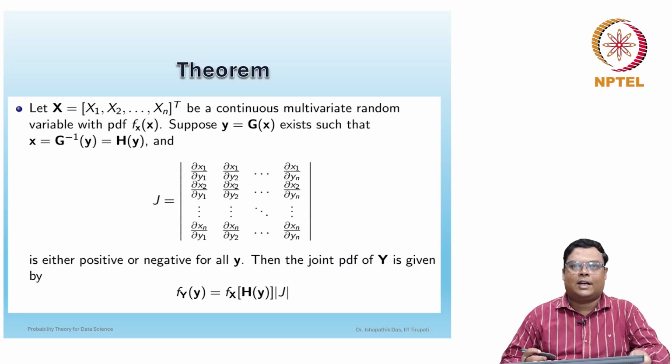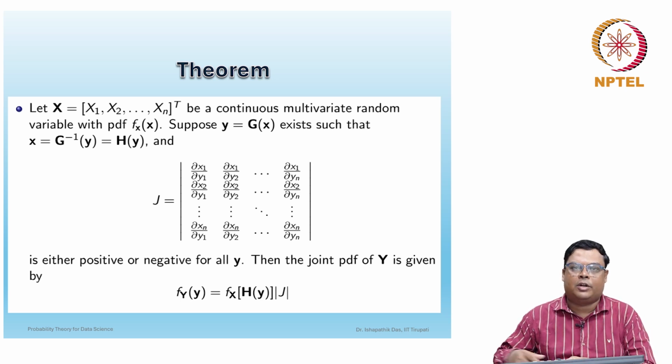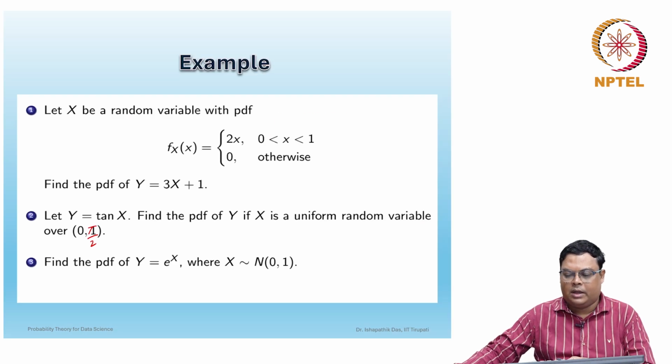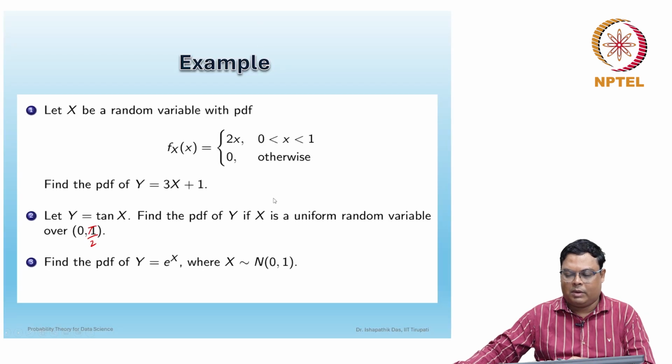Now we will discuss the case when we consider the transformation of random variables for the multivariate random variable. We have completed some examples for univariate random variables. Now we will discuss the multivariate random variable, and how a similar concept may be used.